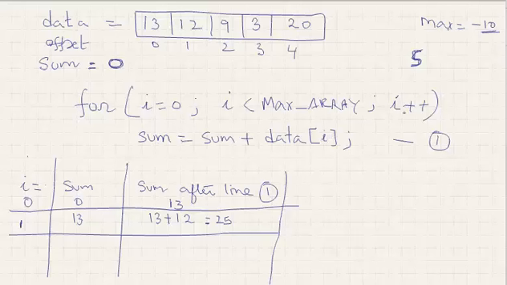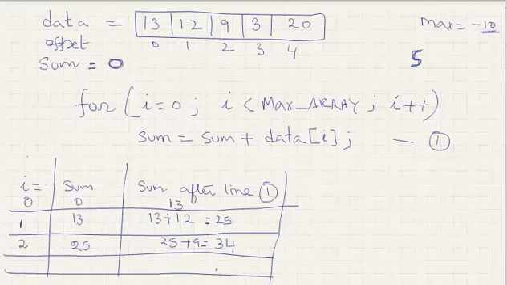Then go back. I plus plus. I became 2. Right? My sum is 25 right now. 25, data at 2 is 9. So 25 plus 9 is how much? 34. My sum became 34. Let's take it. Increment I, which is 3. Sum is 34. Plus data is, how much is data at I, which is 3, right? So 34 plus 3 is 37. I is incremented to 4. Now my I equal to 4. My new value of sum is 37.